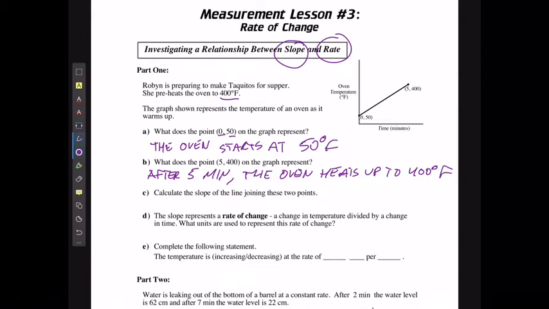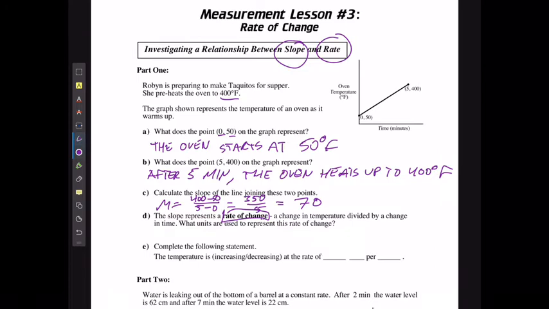If I'm calculating the slope, well, my slope is going to be 400 minus 50 divided by 5 minus 0, or 350 over 5, which is going to give me a slope of 70. The slope represents a rate of change, a change in the temperature divided by the change in time.